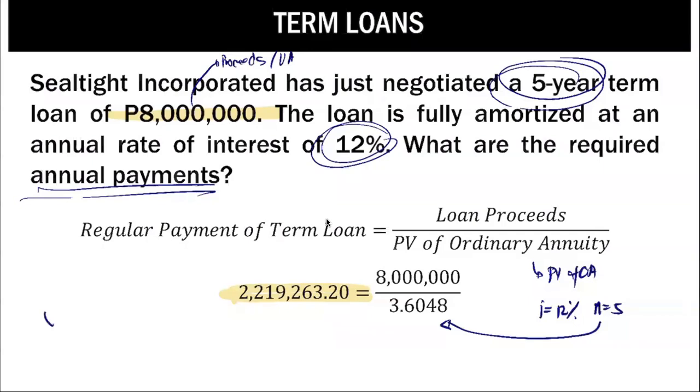So again, loan proceeds is equal to your regular payment times your present value factor, and your regular payment is equal to your loan proceeds divided by your present value factor.